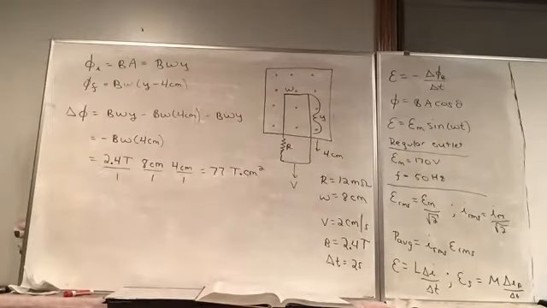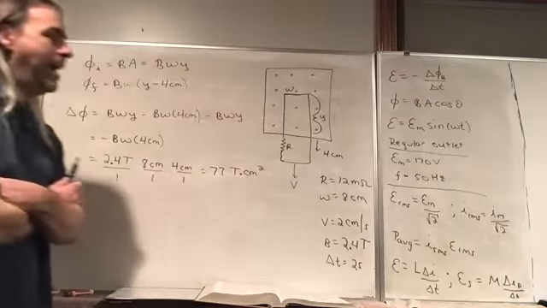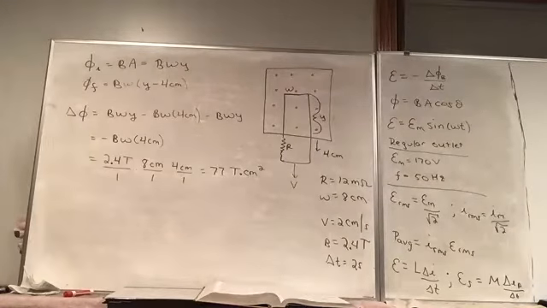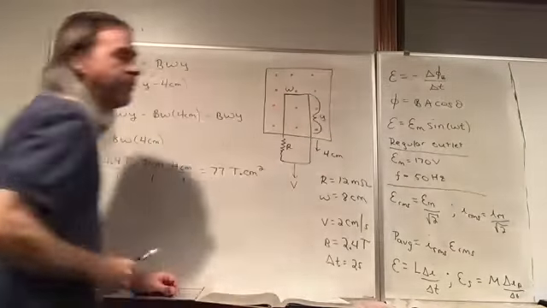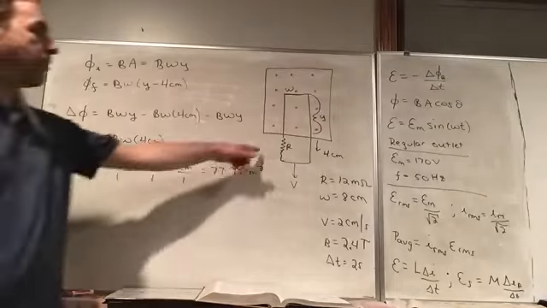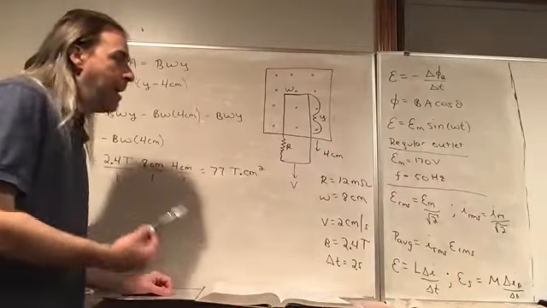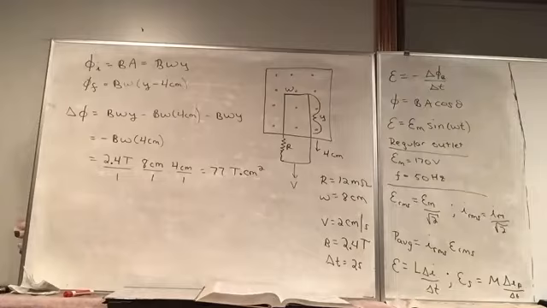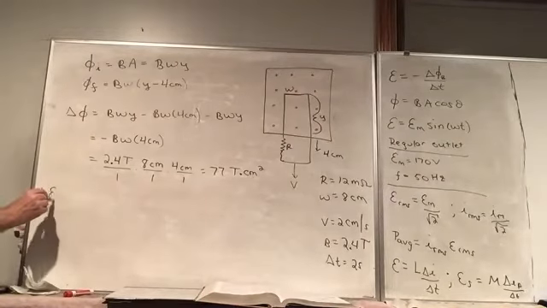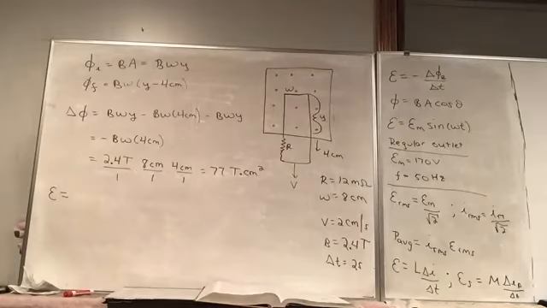And I want to know the EMF in the loop due to this changing flux. What is the induced current? And what is the direction of the induced current? So there's a changing flux in this loop that will give rise to an EMF. We can calculate that. And if we know the resistance of the wire, the EMF is going to create a current. We can find the current using Ohm's law. And for the direction of the induced current, we will use Lenz's law. So let's start out by finding the EMF, just the magnitude of the EMF.